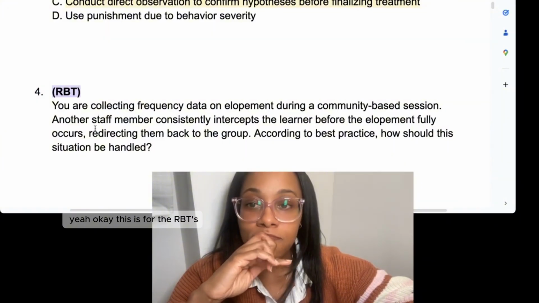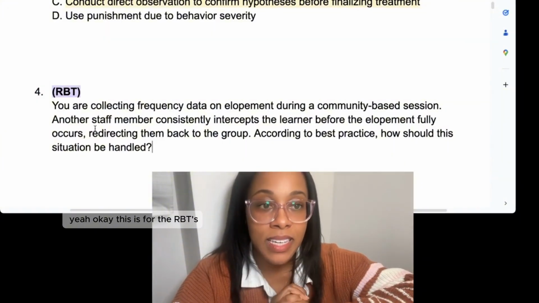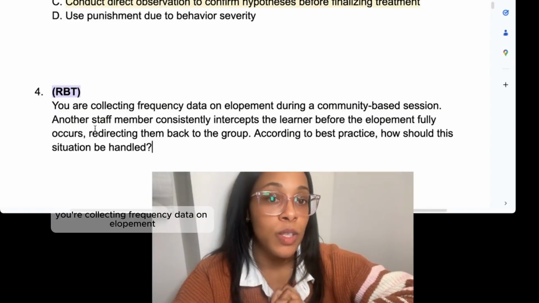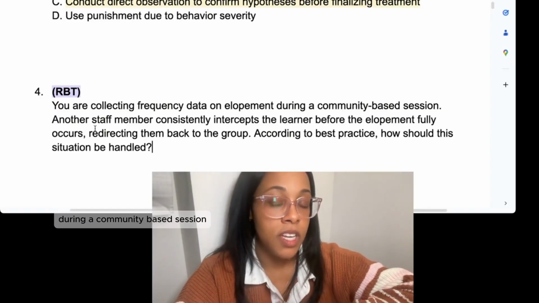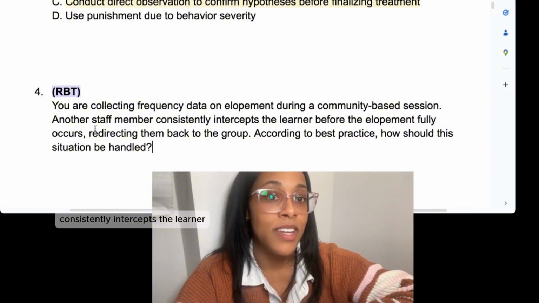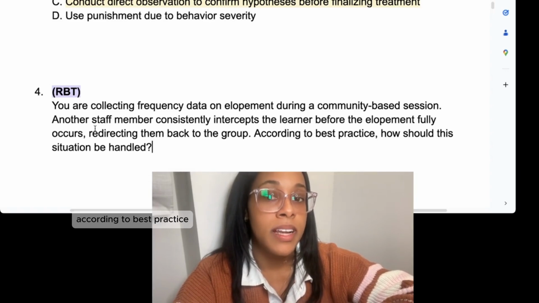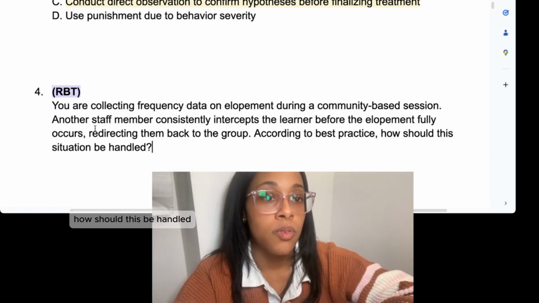Yeah. Okay, this is for the RBTs. You're collecting frequency data on elopement during a community-based session. Another staff member consistently intercepts the learner before the elopement fully occurs, redirecting them back to the group. According to best practice, how should this be handled?